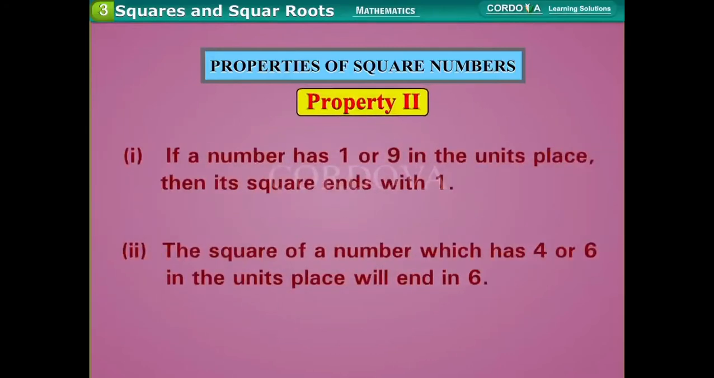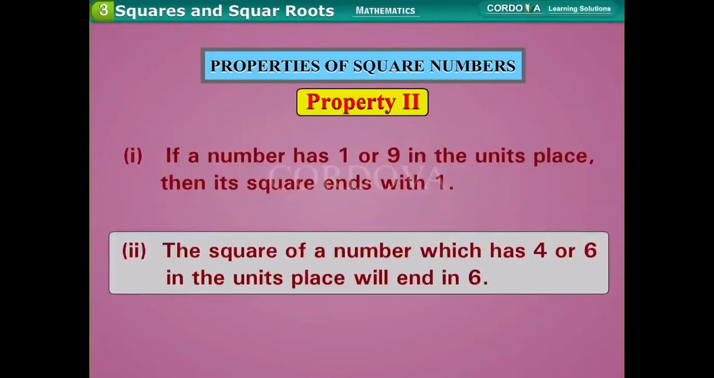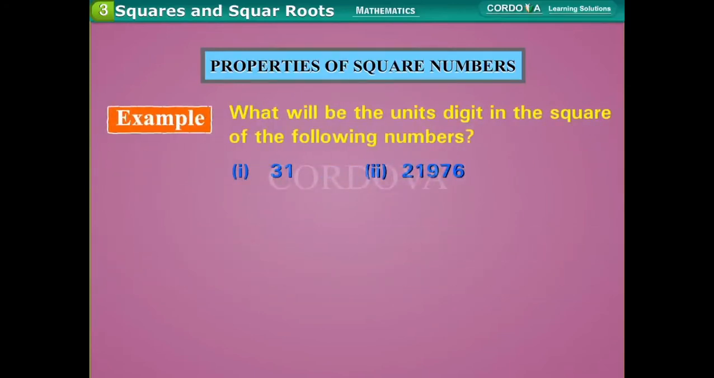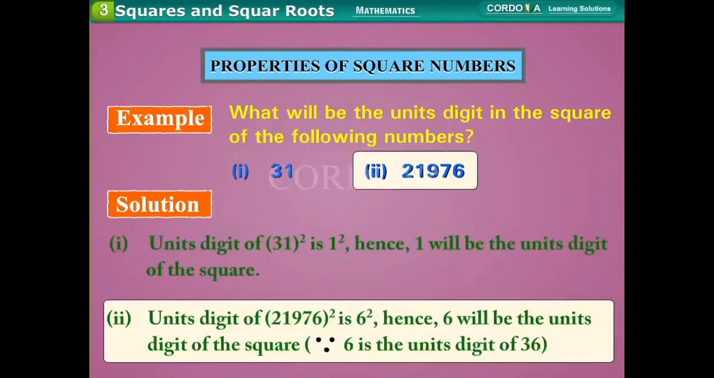Property 2. If a number has 1 or 9 in the units place, then its square ends with 1. The square of a number which has 4 or 6 in the units place will end in 6. Example: what will be the units digit in the square of the following numbers? 31, 21976. Solution: units digit of 31 square is 1 square, hence 1 will be the units digit of the square. Units digit of 21976 square is 6 square, hence 6 will be the units digit of the square, since 6 is the units digit of 36.